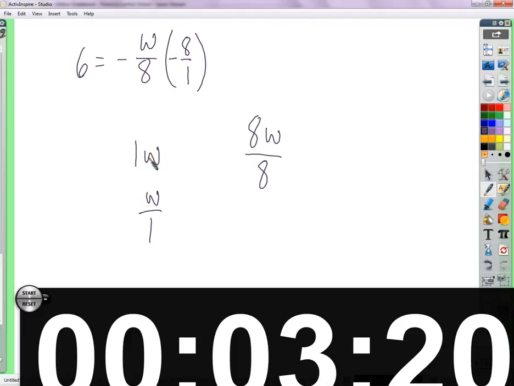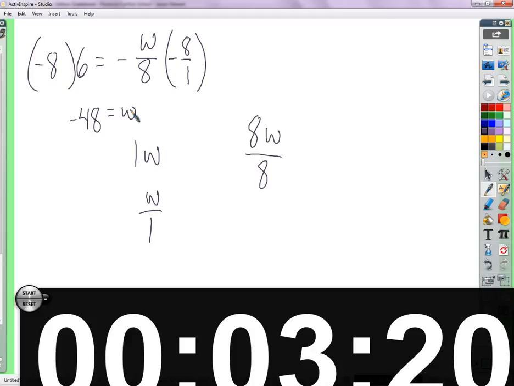That worked out. And then you do that. So we'll just do the same thing to the other side. I'll just multiply by negative 8 instead of negative 8 over 1. It's not a fraction over there, so we'll just do it an easy way. So negative 48 is w.